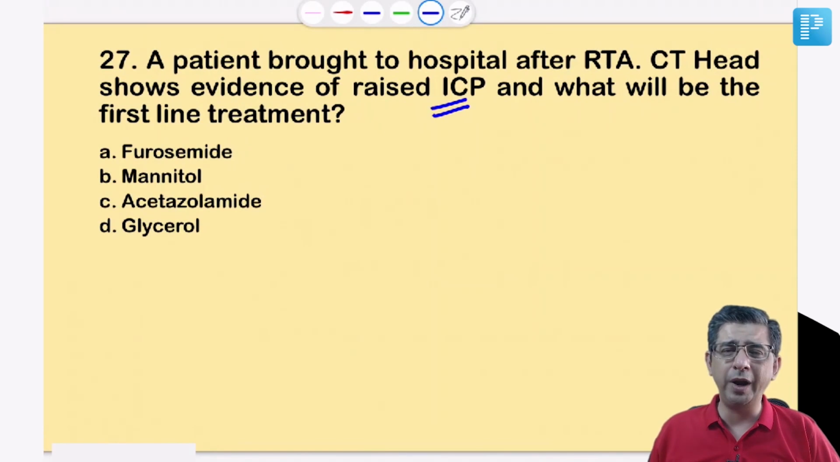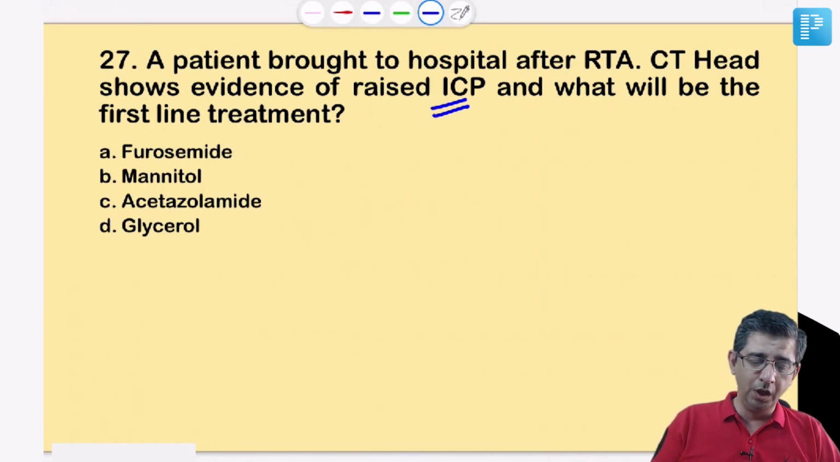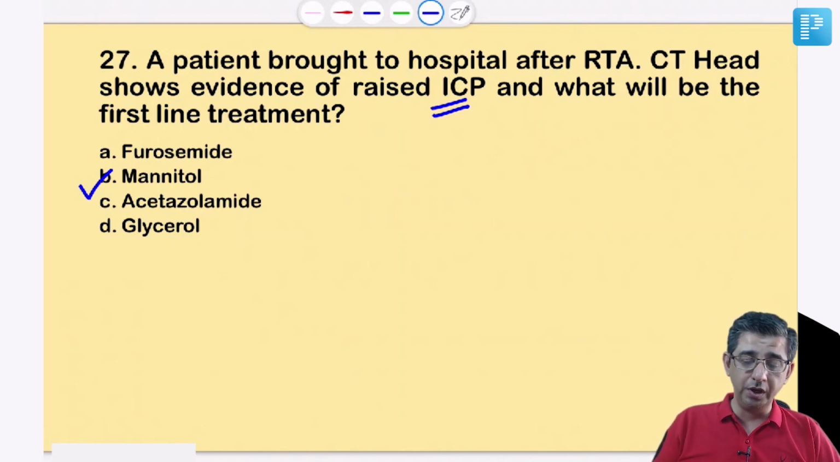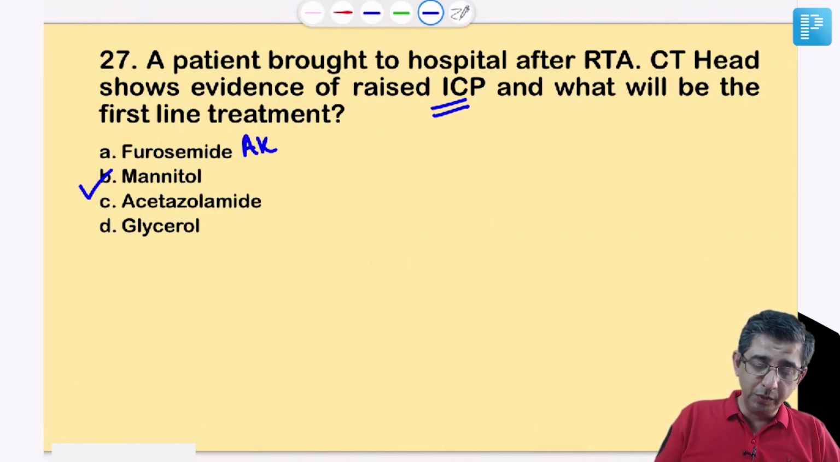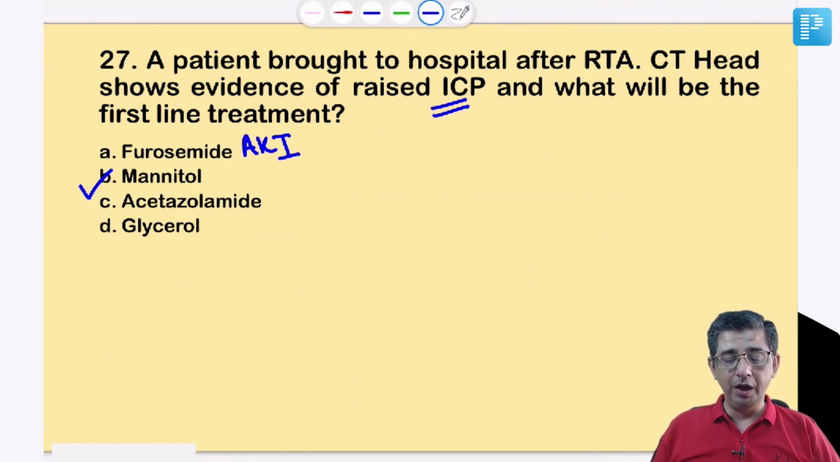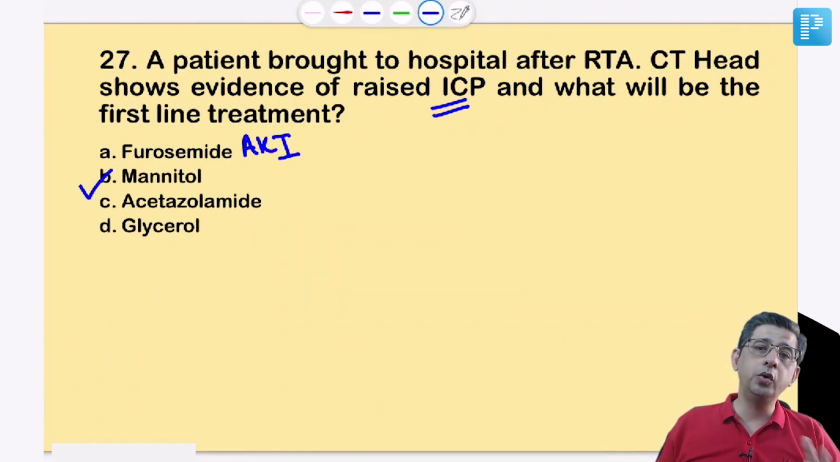So you'll give mannitol and go for a ventriculostomy. Out of the 4 options which are given in this case, furosemide works in acute kidney injury. Furosemide works in pediatric raised ICP but does not work in internal medicine, and acetazolamide and glycerol are oral drugs, so they will be relatively slow to act.